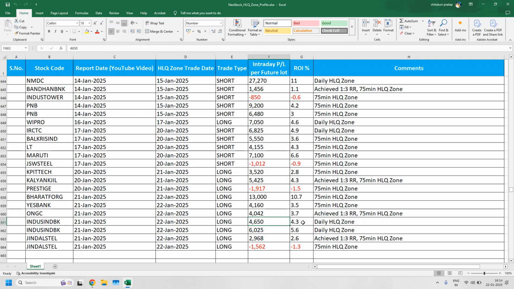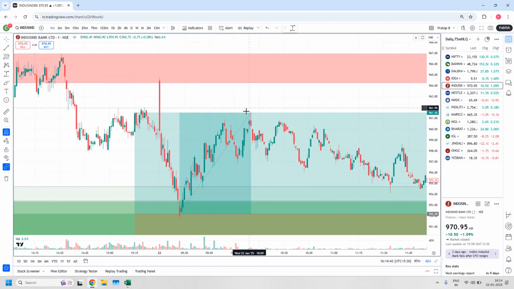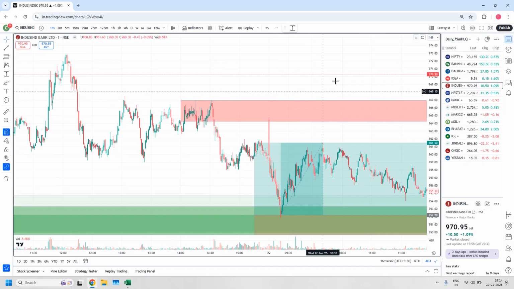4,650 rupees profit we got, which is 4.3% ROA. That is still 1:3 RR. And those who are using a 1 minute trailing stop, it failed after reaching 1:3 RR. Probably you might have got around 4,000 rupees, a little less ROA, maybe 4% ROA. Okay, but from our HLQs performance point of view, we are calculating the maximum, especially when stock failed to reach the 15 minutes target. We calculate up to 1:3 RR.